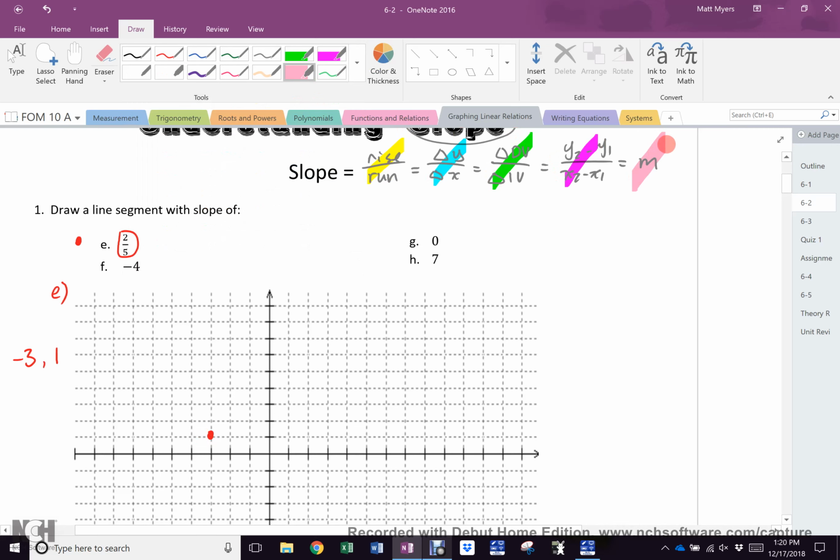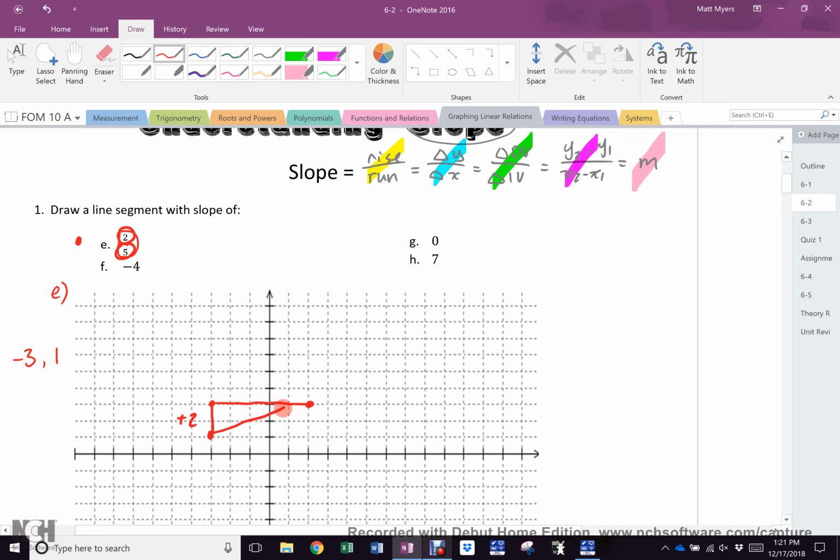Which color is the one that applies to the situation we have right now? The yellow one. Rise over run. It is a fraction. So its rise is +2. How will I show a rise of +2 on mine? Up 2. 1, 2. Positive 2. How will I show a run of positive 5? Go to the right, 1, 2, 3, 4, 5.